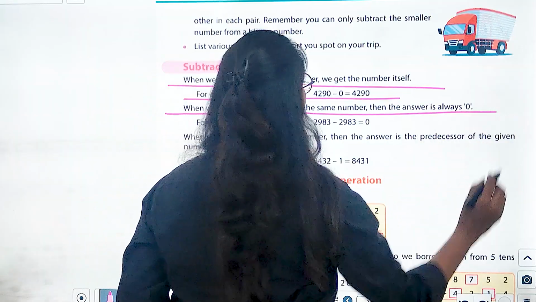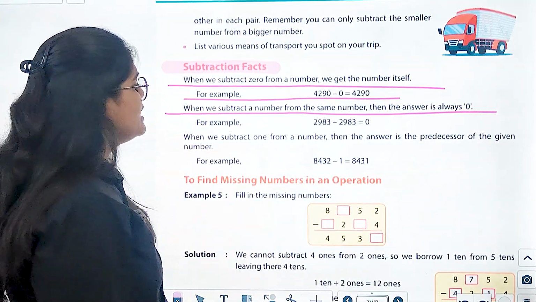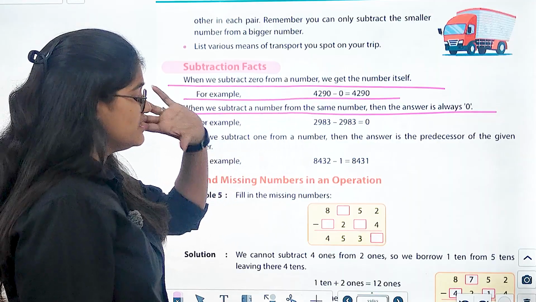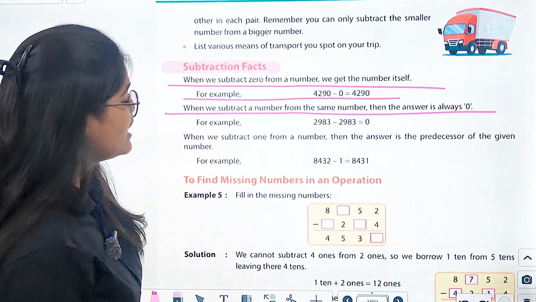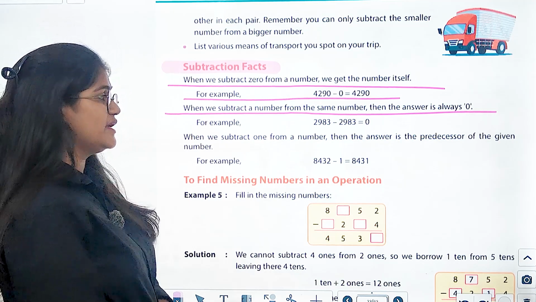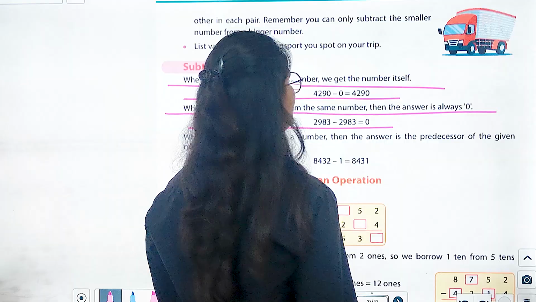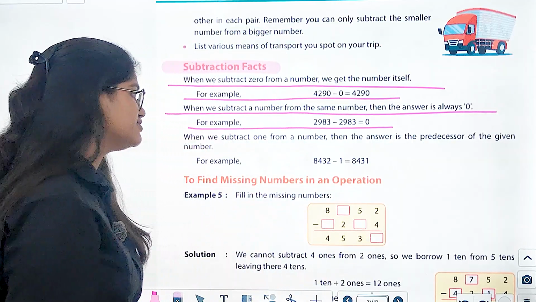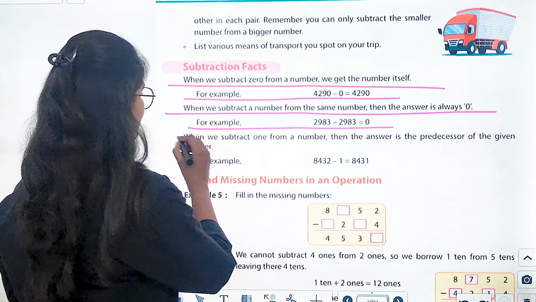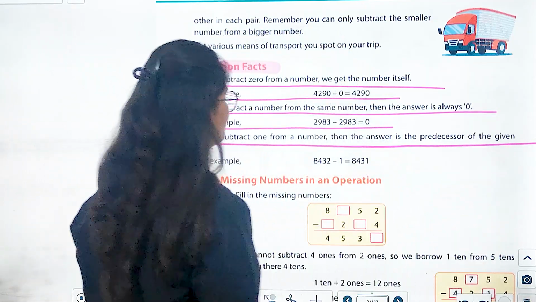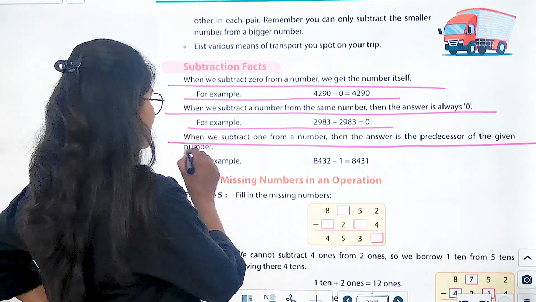When we subtract a number from the same number, जब हम किसी नंबर को उसी नंबर में से दोबारा सब्ट्रैक्ट करते हैं तो द आंसर इज ऑलवेज 0. तब हमें हमेशा आंसर 0 ही मिलता है. जैसे कि एग्जाम्पल है 2983 minus 2983 is equal to 0. करेक्ट. When we subtract 1 from a number, then the answer is the predecessor of the given number.